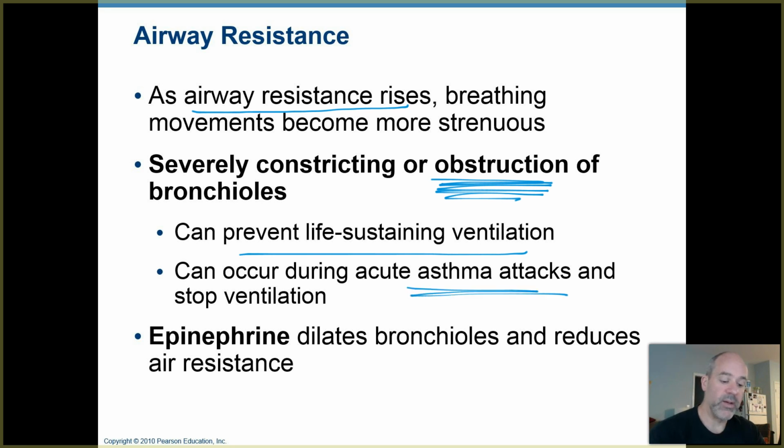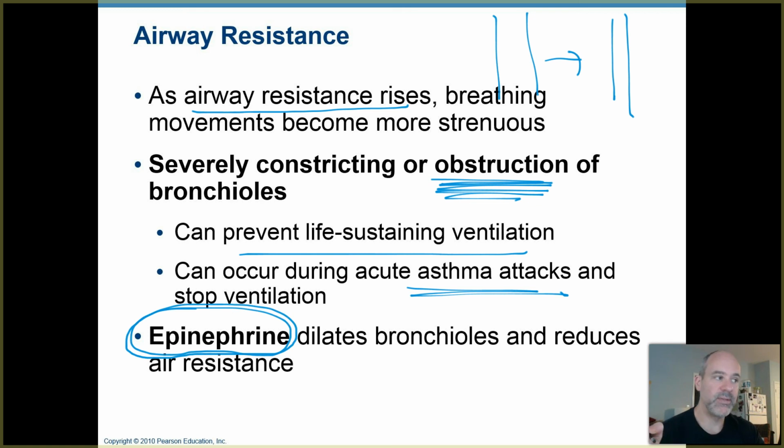Also, when people have asthma attacks and their air passages constrict, that's a type of airway resistance as well, because it's blocking ventilation. That's why epinephrine counteracts that. Like if somebody is experiencing an asthma attack, they carry around EpiPens with them. One of the functions of epinephrine is to dilate air passages.